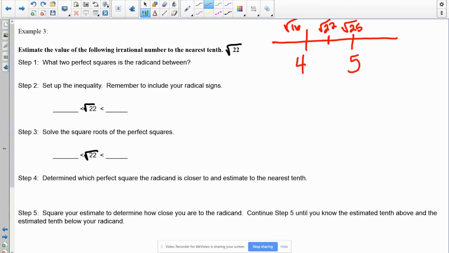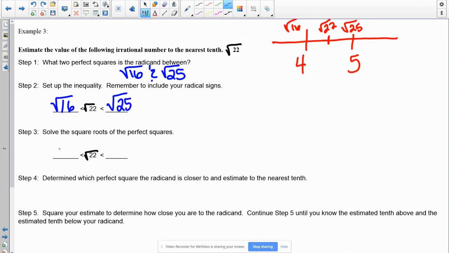So let's go through our steps. And again, as you start to get used to this, you can start being more efficient. You don't have to go through each of these 5 steps, but these are the 5 steps your brain should be going through. So I can say, which two perfect squares is the radical between? It's between the square root of 16 and the square root of 25. That's what I'm going to write down here. So here's my inequality to prove that. The square root of 16 is less than the square root of 22, which is less than the square root of 25. And then I'm going to solve.